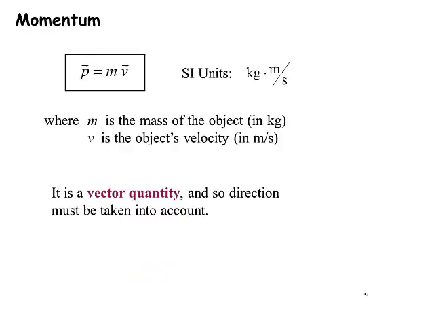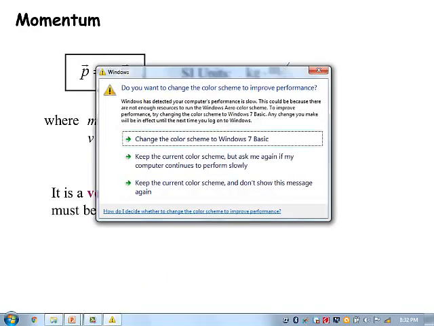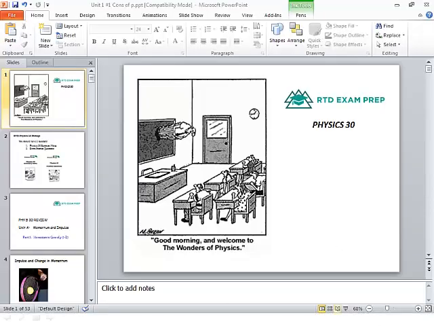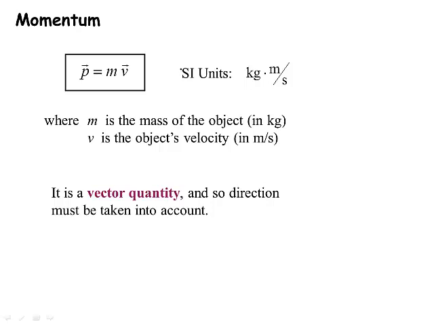Here we have momentum. Of course, very familiar formula, p equals mv, m is the mass of the object. SI units would be kilogram meters per second. And of course, we remember it's a vector quantity, so direction absolutely must be taken into account.